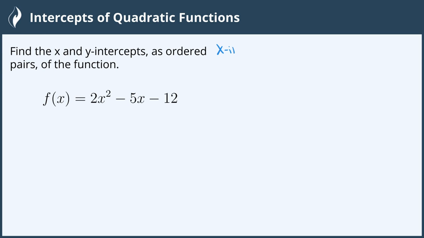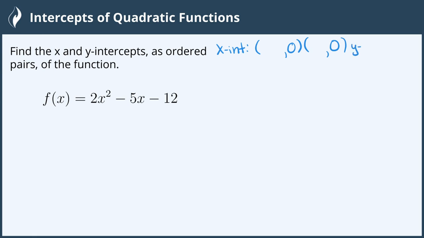So the x-intercepts, and because this is a parabola, there will be two of them, are found when the y value is 0. And if I put 0 in for y, the only variable left I have is x. So that's one way to remember it.